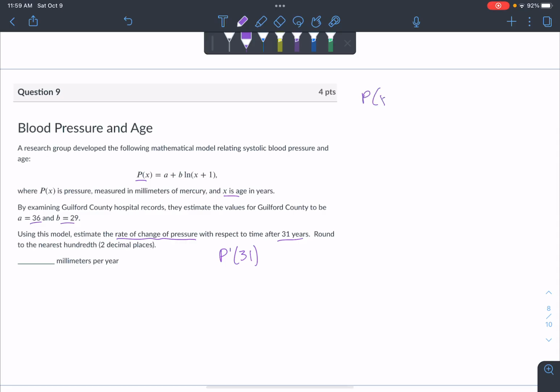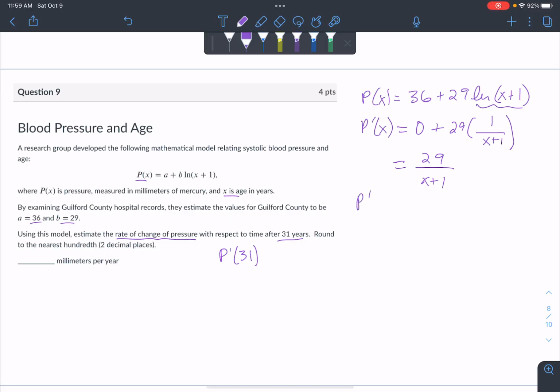So P, let's plug in our constants, 36 plus 29 natural log of X plus 1. So our P prime, that's going to be the derivative of 36, which is just 0, plus, I'm going to pull that 29 out, and then I just need the derivative of natural log X plus 1. And this happens to be 1 over X plus 1. So our derivative is 29 over X plus 1. And P prime of 31 is 29 over 31 plus 1. And this comes to be 0.91 once we round to 2 decimal places.